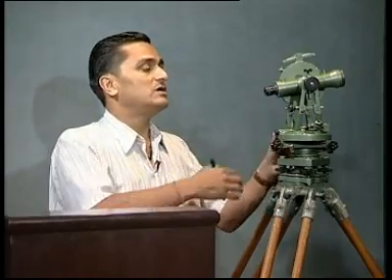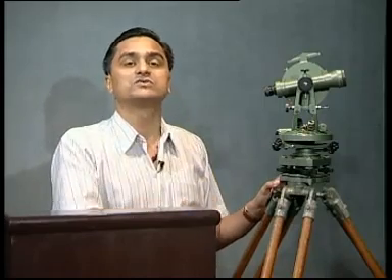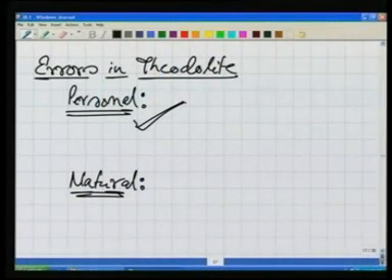Miscentering. We have seen the effect of the miscentering, what will happen. Then the bisection is not proper. We need to bisect the object properly. So the bisection is not proper. Again there may be error. Error in the parallax. If the parallax is not removed, we have seen how the parallax can be removed. If the parallax is not removed properly, again that will lead to error in the theodolite because of the surveyor. Finally, while he is taking the readings, he is not taking the readings properly. Again, this is also a source of error. So these all are the personal sources of error.